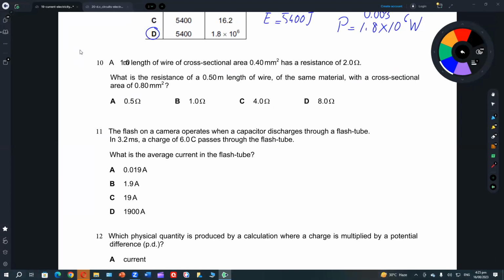This is a slight misprint. I think it's 1 meter. 1 meter length of wire of cross-sectional area 0.4 millimeter square has a resistance of R, area, length.